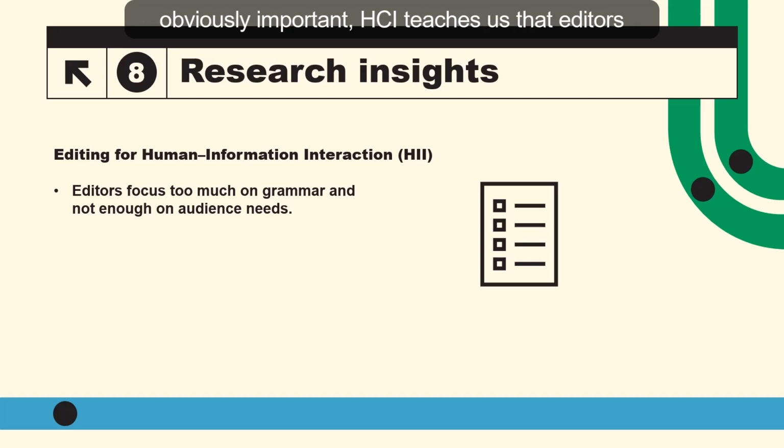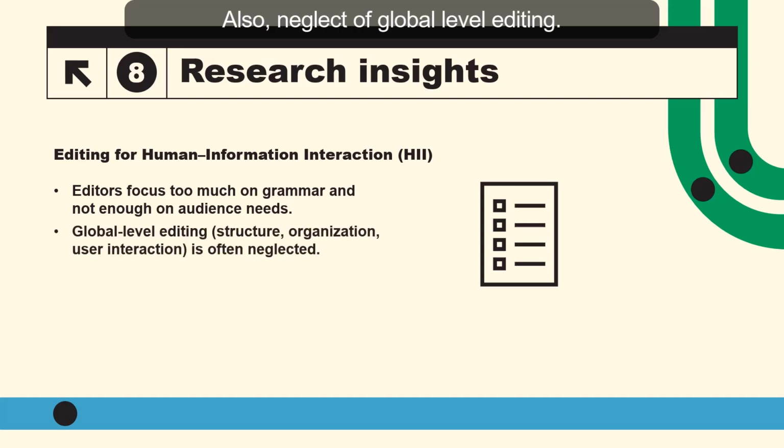While grammar is obviously important, HCI teaches us that editors must prioritize usability to ensure users can find and process information quickly. Also, neglect of global-level editing. He found structural issues such as organization, flow, and user interaction with content were often overlooked. From an HCI perspective, this is a significant oversight because poorly structured content increases cognitive load, making it harder for users to process information.